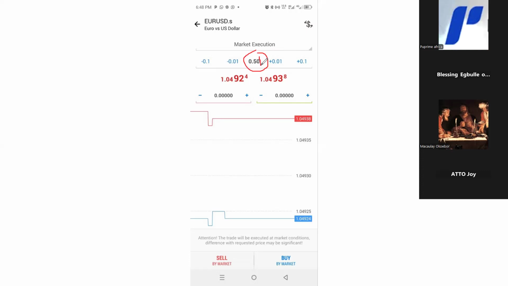But make sure this lot size is always set to the recommended lot size for your account balance. Don't forget I said earlier tonight that one standard lot is only to be traded on a $10,000 account. If you're trading 0.1 lot, the minimum is a $1,000 account, and micro lot, which is 0.01, is for any account of $200 and below. So you need to set this lot size to the recommended one for that account. Otherwise, you may be doing yourself a lot of harm.